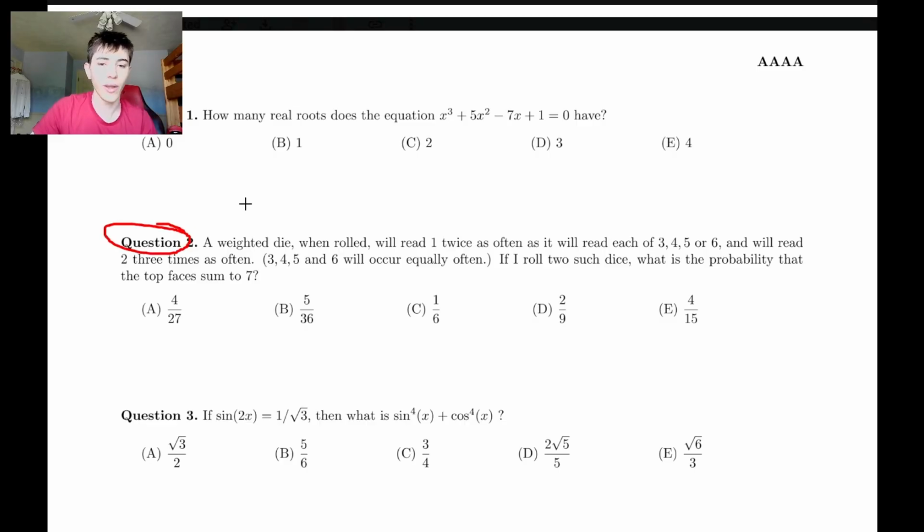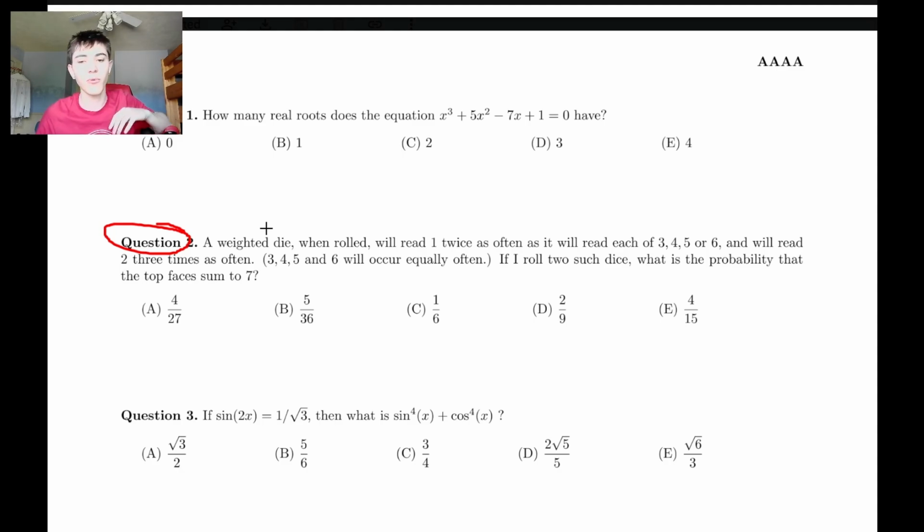Question 2. A weighted die, when rolled, will read 1 twice as often as it will read each of 3, 4, 5, or 6. And will read 2 3 times as often. 3, 4, 5, and 6 will occur equally often. If I roll 2 such dice, what is the probability that the top face sums to 7?